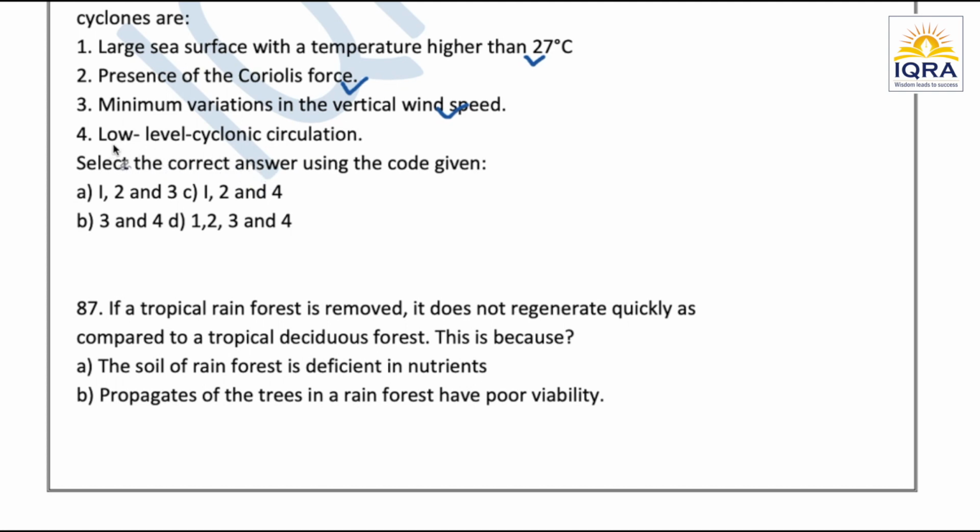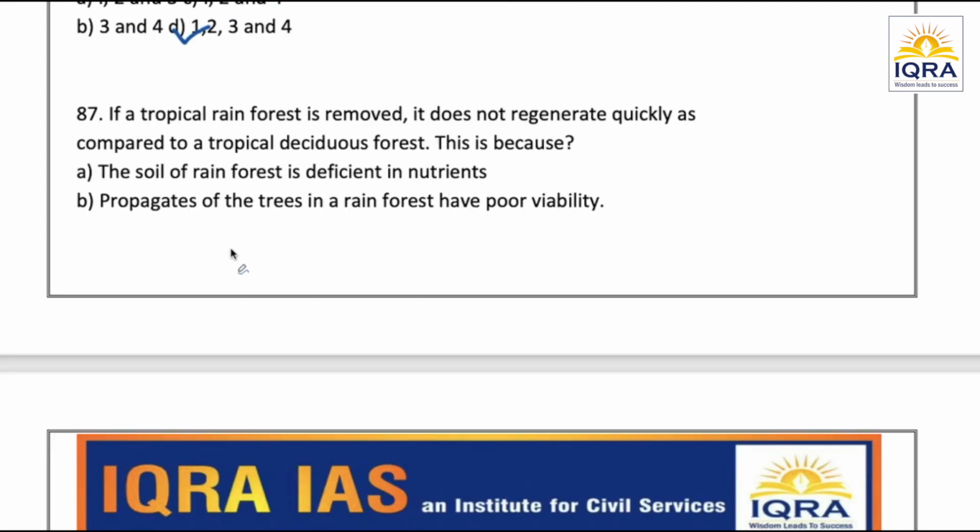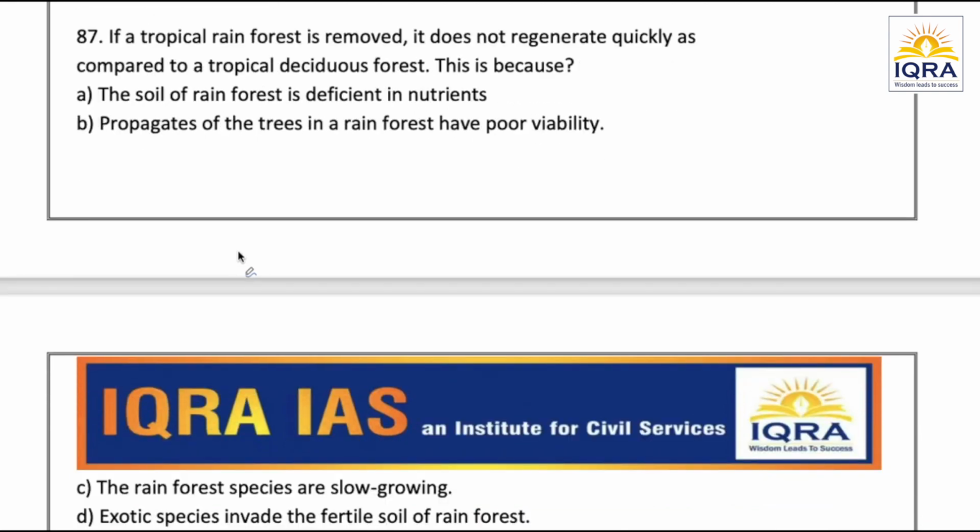Fourth statement says low level cyclonic circulation is required. Yes, this is also a correct statement. And apart from this, ITCZ should also be present. So option D becomes the correct answer for this question. Moving on to the next question.